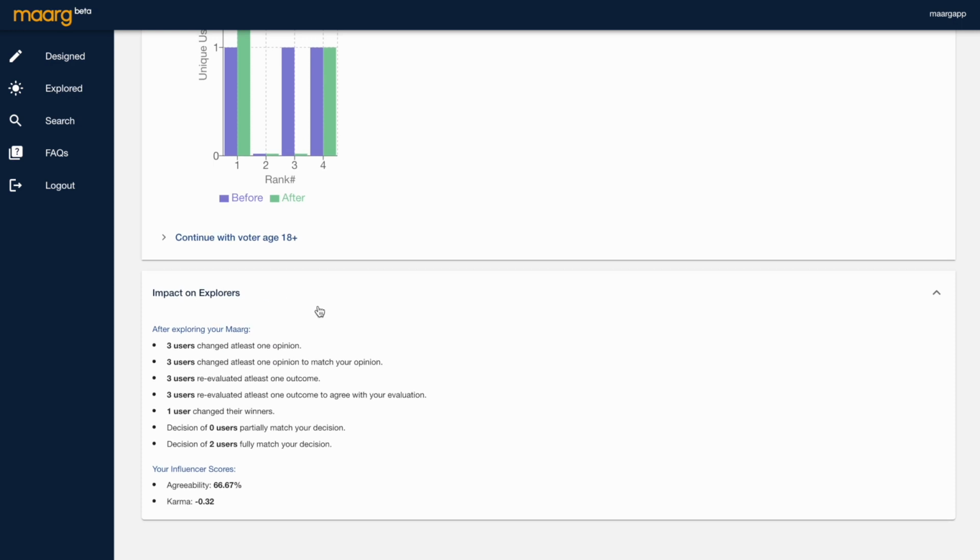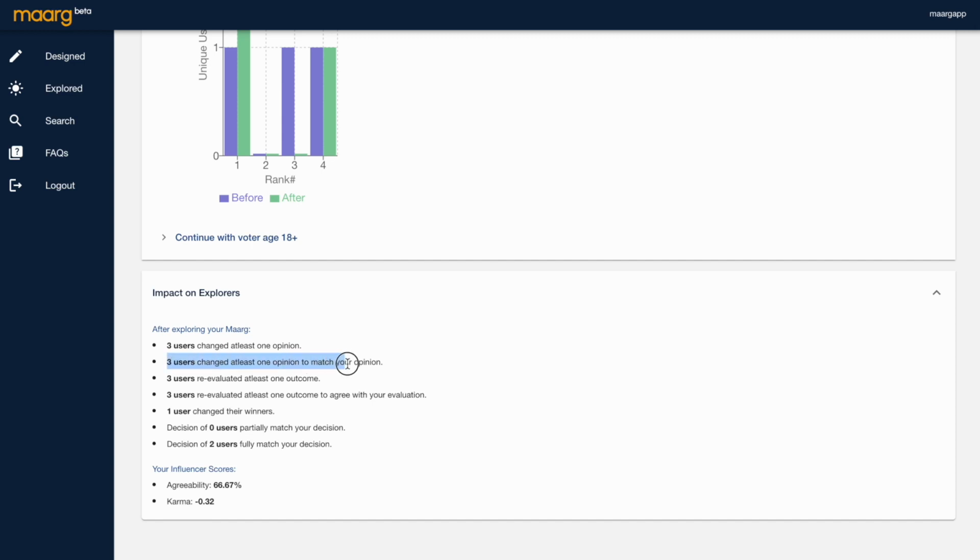Lastly, we can see the impact on explorers. There are different types of scores that we calculate. One is agreeability, which is the overall percentage of the argument that your readers agree with. Then it also gives you some statistics on how many users changed at least one opinion in either direction. They may go in favor of your arguments or against.